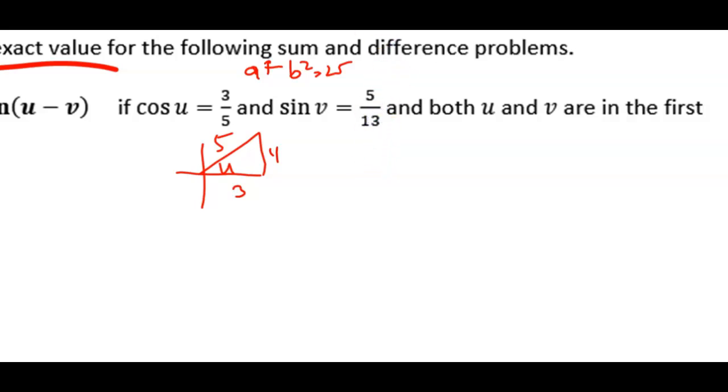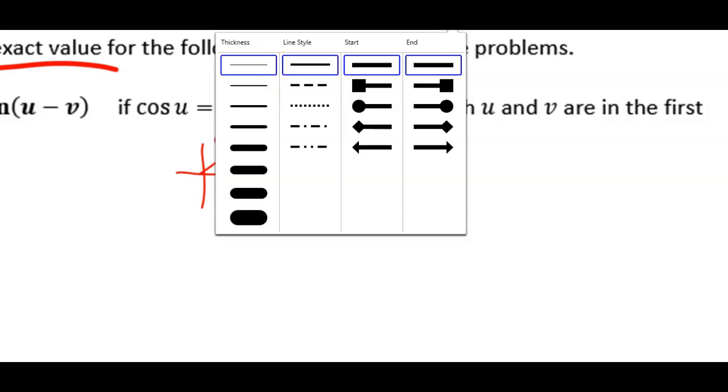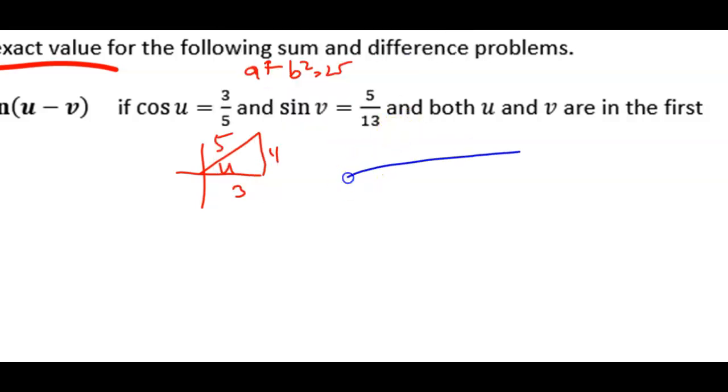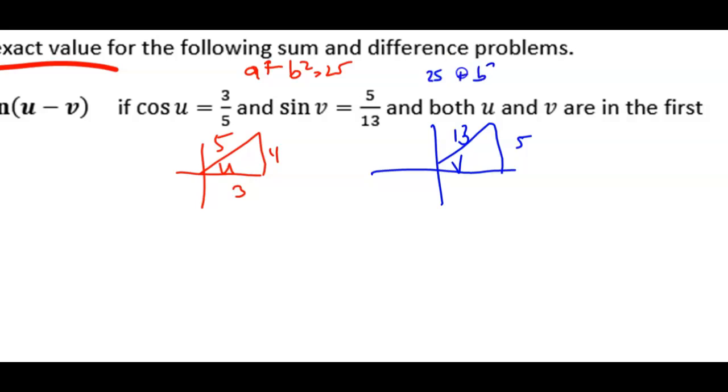Right here, for v, whoa, terrible drawing. In the first quadrant, sine is opposite over hypotenuse. Pythagorean theorem: 5 squared is 25, plus b squared equals 169. If I subtract 25, that's 144. The square root of 144 is 12. So if this is sine, then cosine equals 12 over 13.